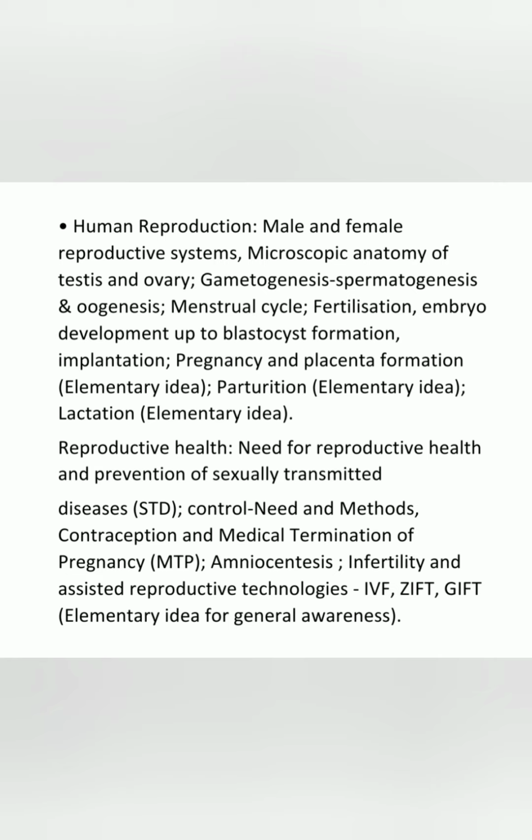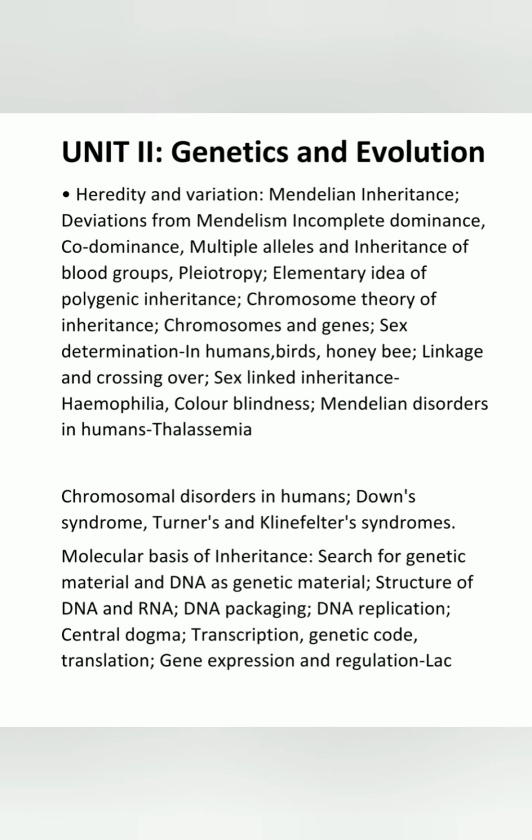Next, reproductive health. It includes need for reproductive health and prevention of sexually transmitted disease, birth control need and methods, contraception and medical termination of pregnancy, amniocentesis, infertility, and assisted reproductive techniques like IVF, ZIFT, GIFT, etc. Unit 2 include genetics and evolution.